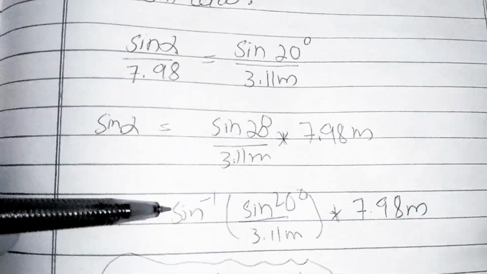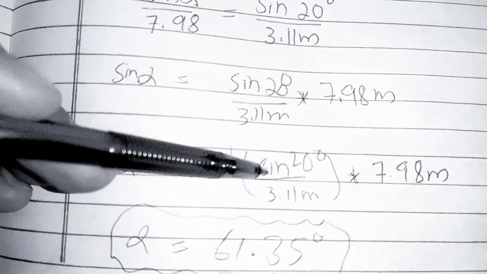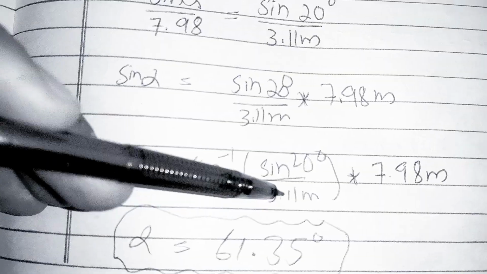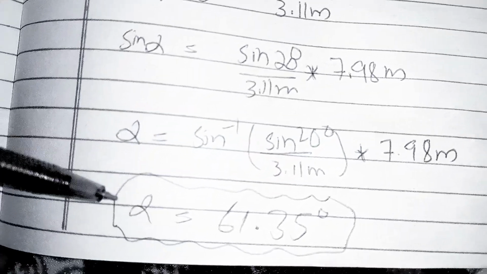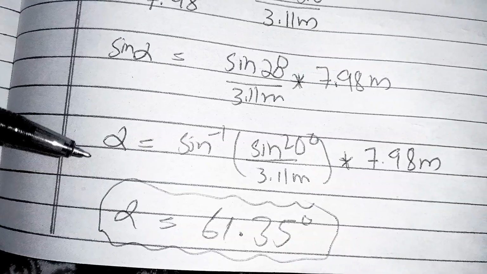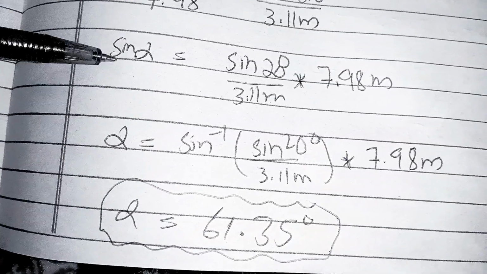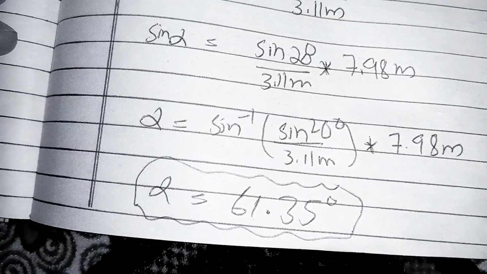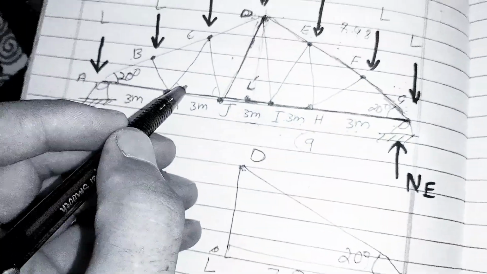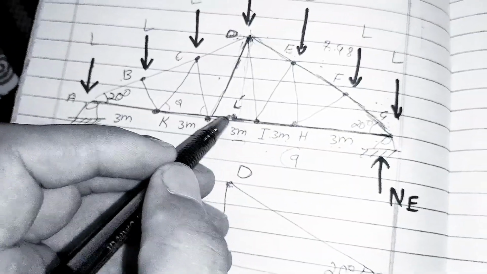So alpha will equal sine inverse of sine 20 degrees divided by 3.11 meters, times 7.98 meters. So alpha will equal 61.35 degrees. So alpha is found, 61.35 degrees.